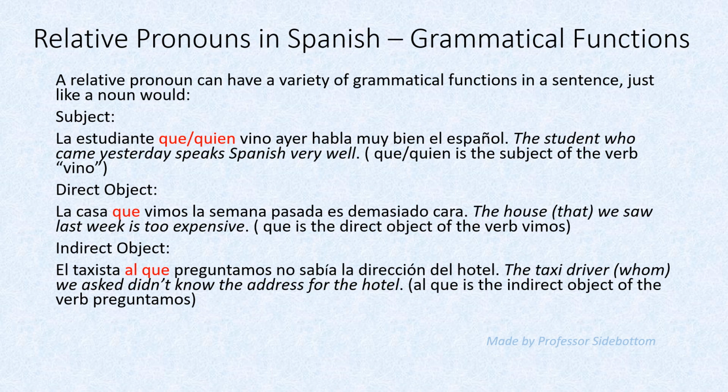We can say also la estudiante quien vino ayer habla muy bien el español, since the student is a person. As a direct object, la casa que vimos la semana pasada es demasiado cara. The house that we saw last week is too expensive. And as an indirect object, el taxista al que preguntamos no sabía la dirección del hotel. The taxi driver whom we asked didn't know the address for the hotel.